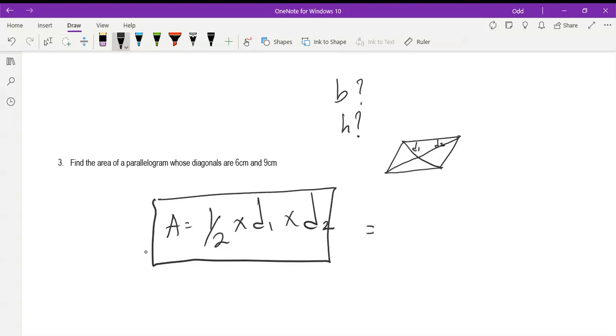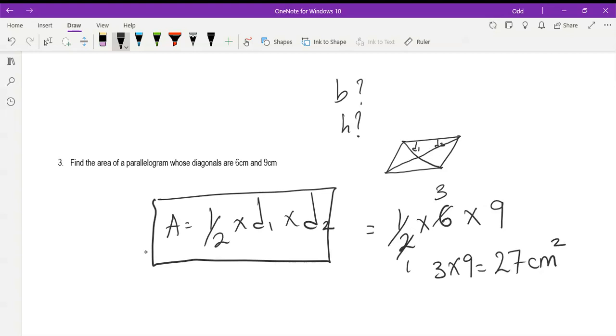So our area here will be half times D1, 6, times 9. Okay, so 2 cancels. We are left with 3 times 9, which is 27 centimeters squared. So the area of this parallelogram, where they only give us the diagonals, is simply 27 centimeters squared.